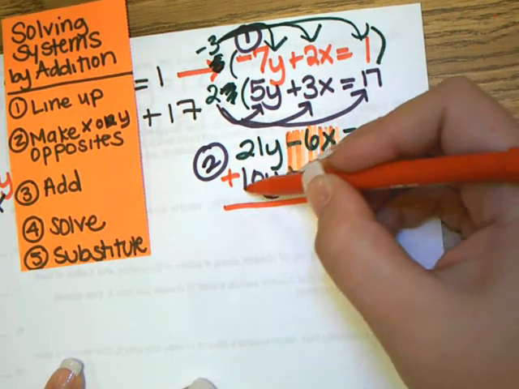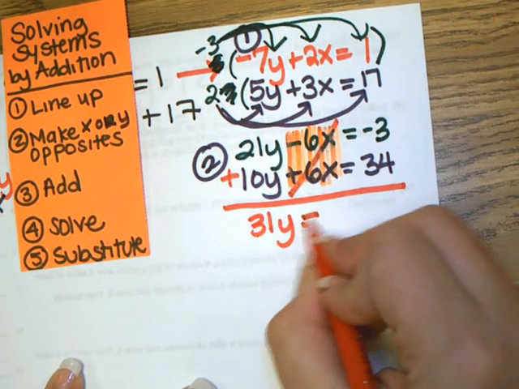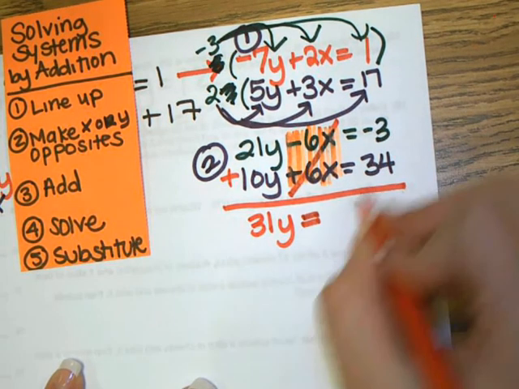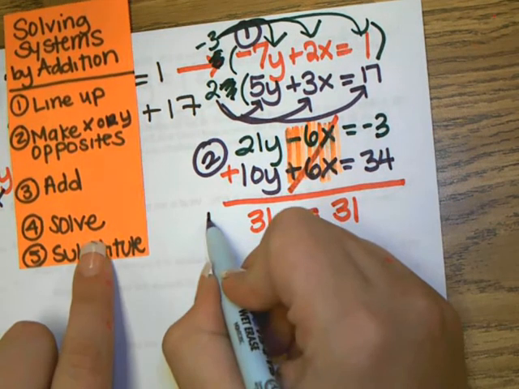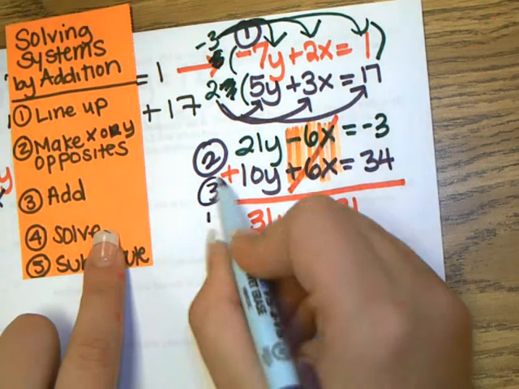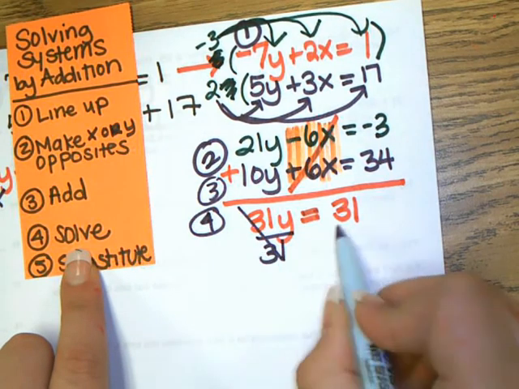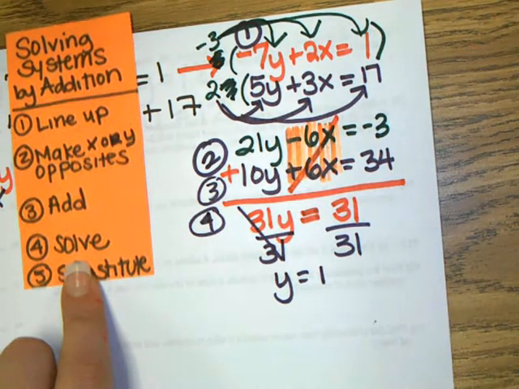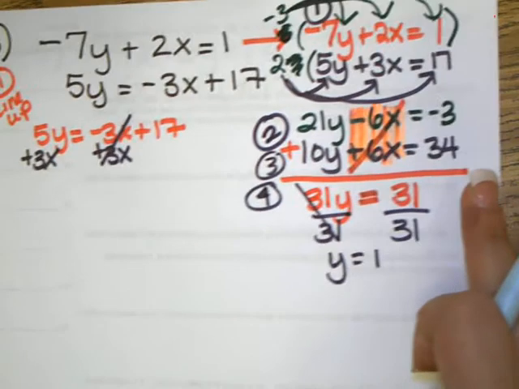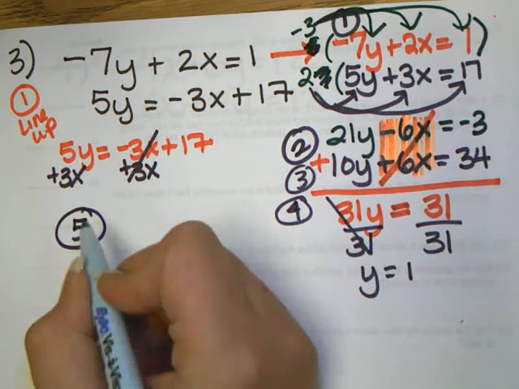Okay, now step 3, I'm going to add these. So 21y plus 10y is 31y. This made 0. And then we have negative 3 and positive 34. That makes 31. Step 3 was add. Step 4 here is to solve this. So we're going to divide both sides by 31. And we get y equals 1.